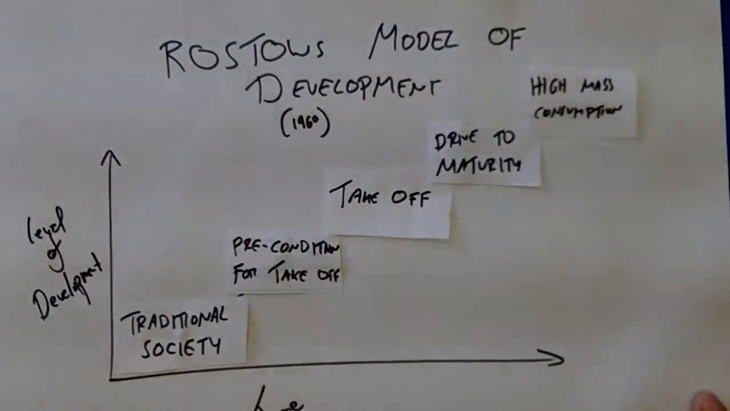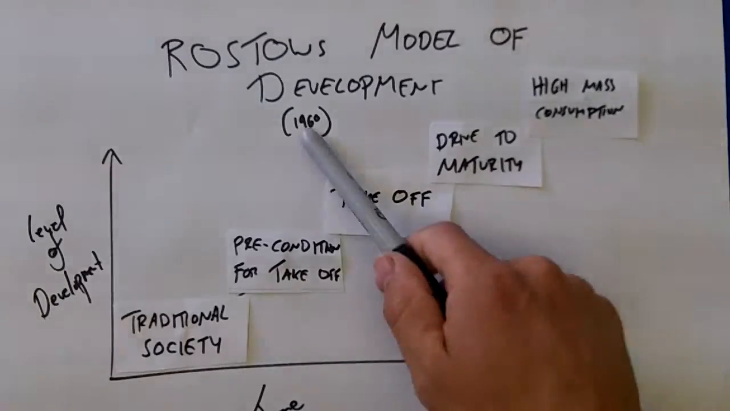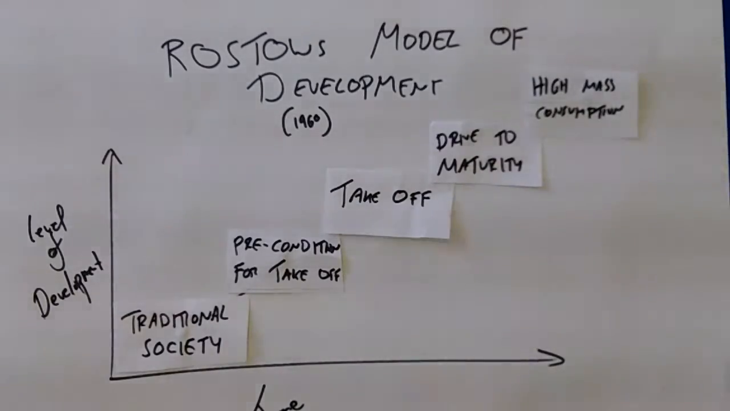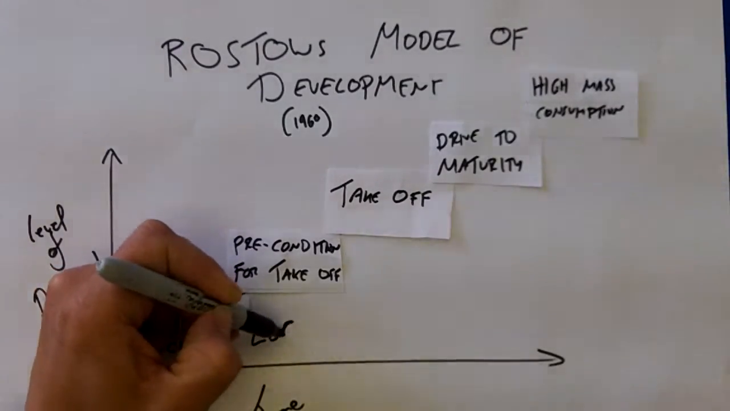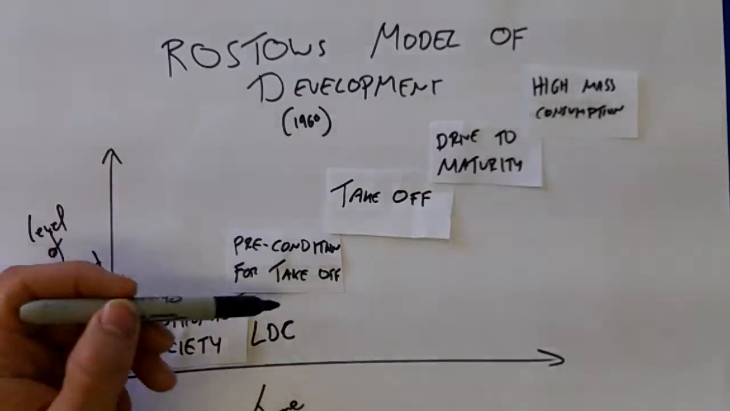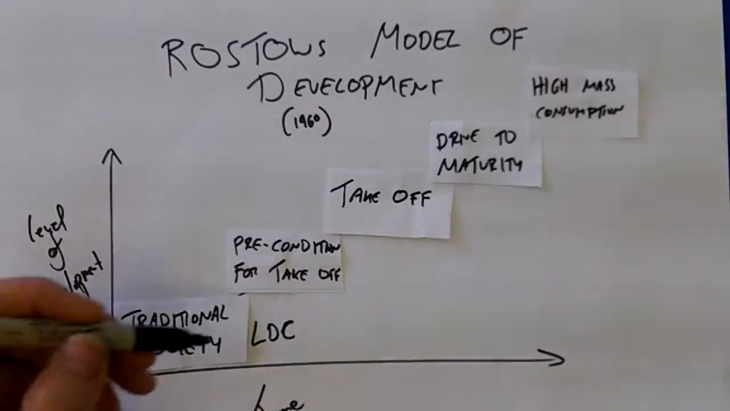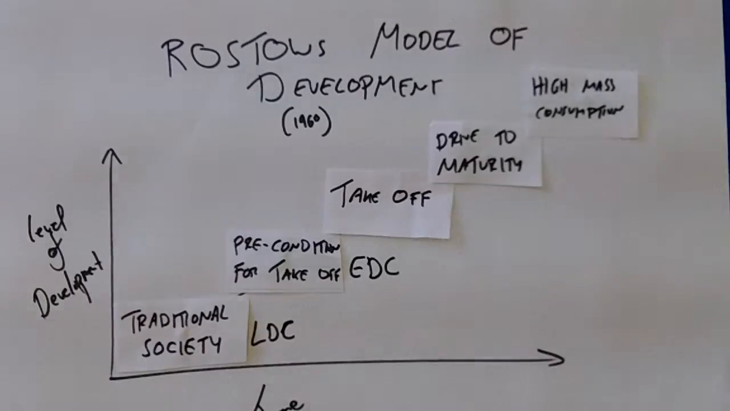Now, before we do this, I just want to revisit Rostow for 2 minutes. Just to recap, Rostow suggested that countries went through stages in a certain order. What we've added to that since 1960, when Rostow did it, was some labels for countries. So countries that are still traditional societies, we would call least developed countries. Countries that are hitting that precondition for takeoff are what we would call emerging or developing countries.